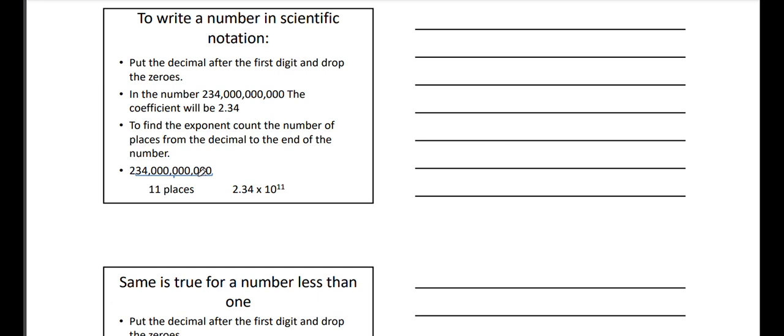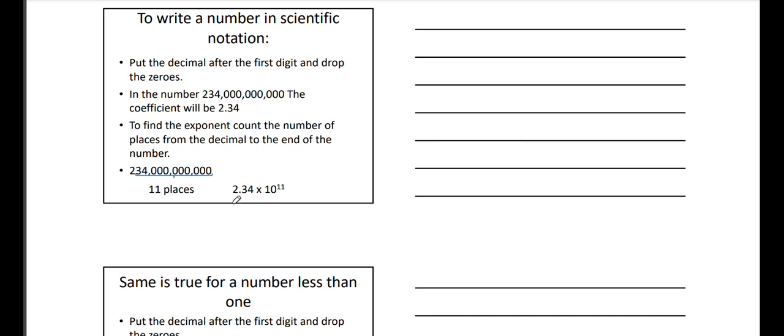So 1, 2, 3, 4, 5, 6, 7, 8, 9, 10, 11. So you have moved the decimal 11 spaces, or 11 spots. Then you'll have to substitute those 11 movements with the number 11 on top of the 10. And this will be a positive 11, because later on we'll have negative numbers. So this will be 2.3 times 10 to the power 11. The 11 here replaces the 11 places that you just moved the decimal, all the way down to the 2.